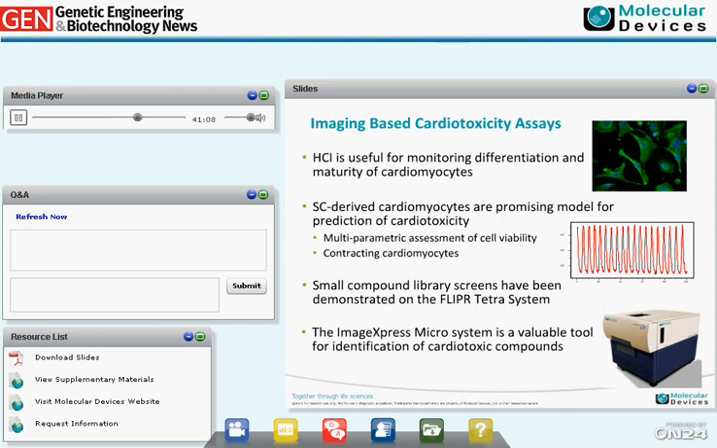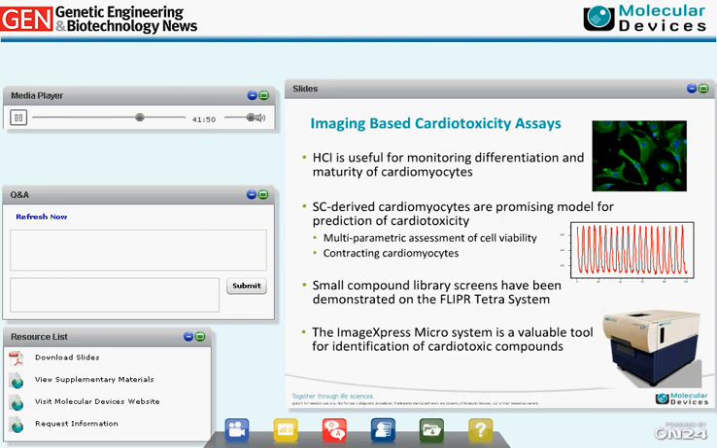We've shown that these are a very promising model for doing predictive cardiotoxicity, either using multiparametric cell viability assays or using the novel contracting cardiomyocyte assays, which shows higher sensitivity to different compounds. We've done the small library compound testing using our FLIPR Tetra system. Those works should be published later this year. And we're seeing very good predictivity with that. And we're also working with a number of other collaborators, both in industry and academia, to really show the true predictive value of this assay.